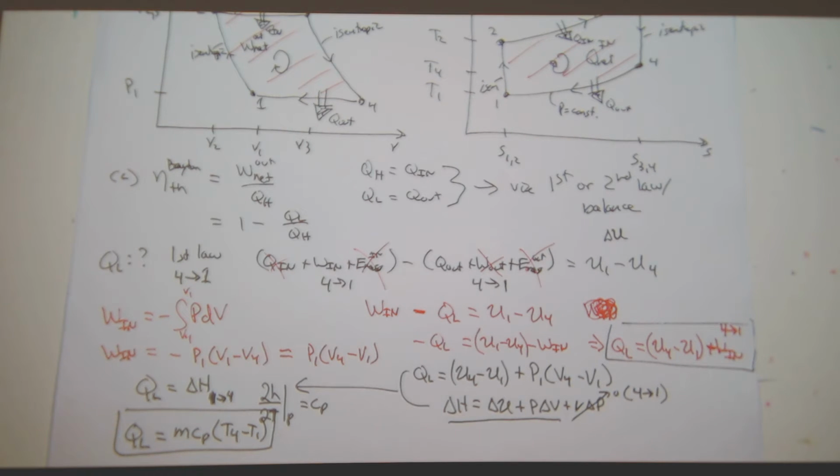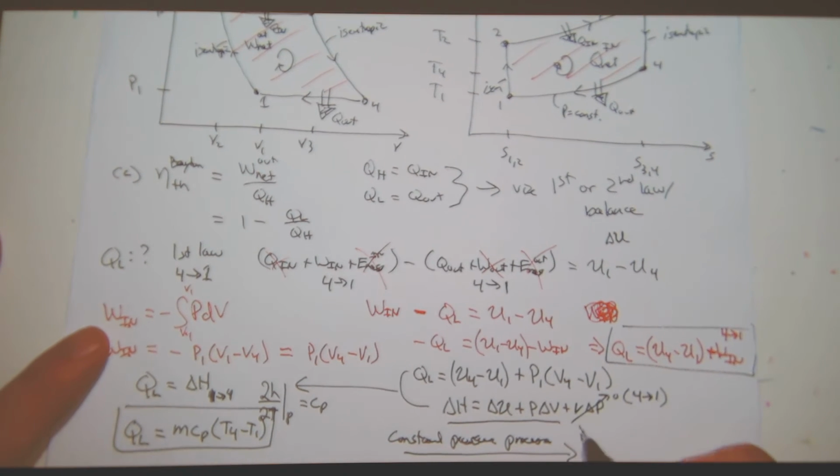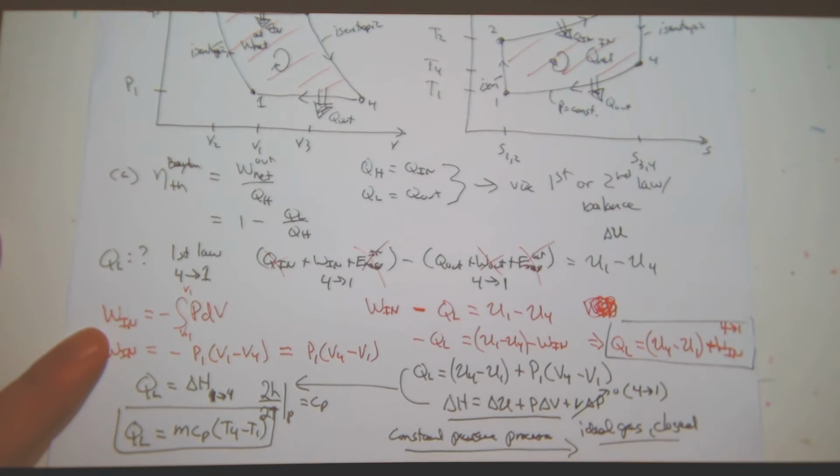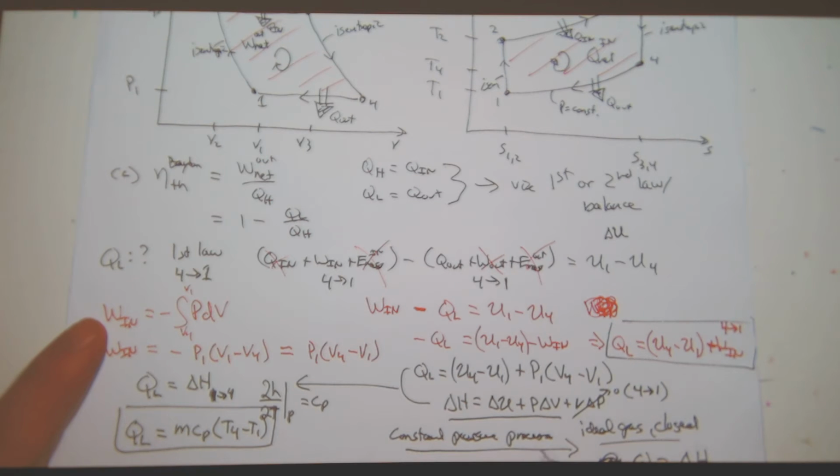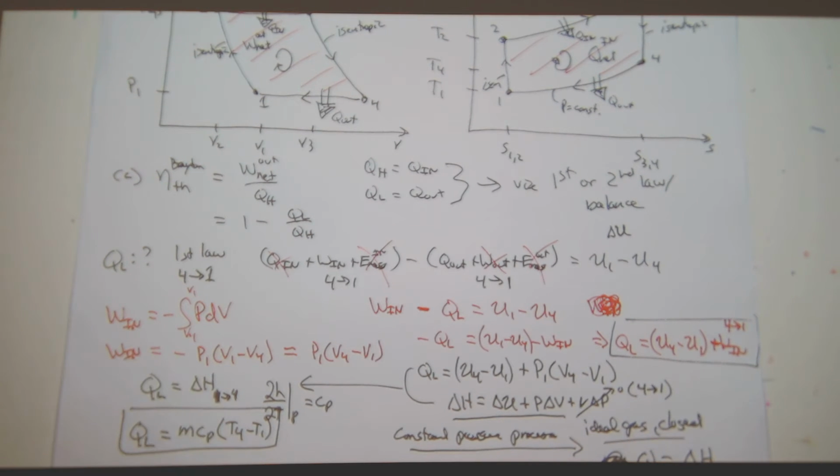So if you want to say for a constant pressure process, ideal gas, closed system, Q is equal to delta H. Just make that assumption. Constant pressure process, ideal gas, closed system, Q is equal to delta H. I just proved it to you. Now, do we have to prove it, or can we? Okay, so you can assume it. But this is kind of the proof of that.